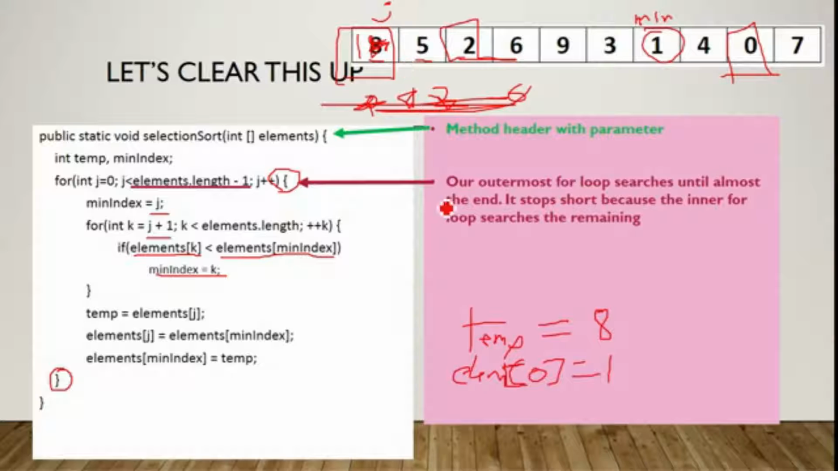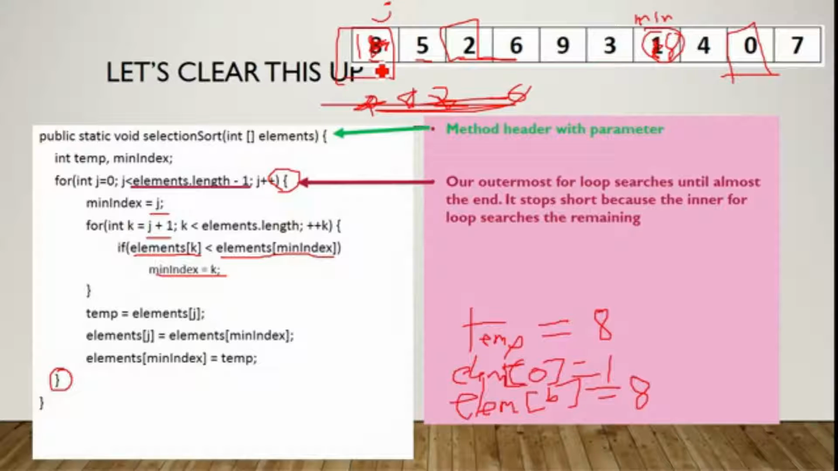Now notice, we had to first save that value, because now we want to put an 8 in here, but we've already removed the data from this slot. So that was what temp was for. So then we go ahead and set elements at min, which is 6, at 6, equal to what temp is, which is 8. Effectively, we have swapped the two values. And that's what selection sort does.